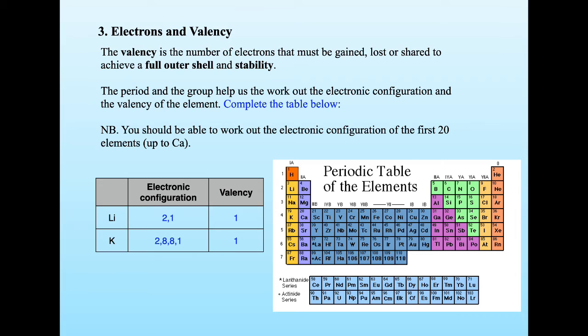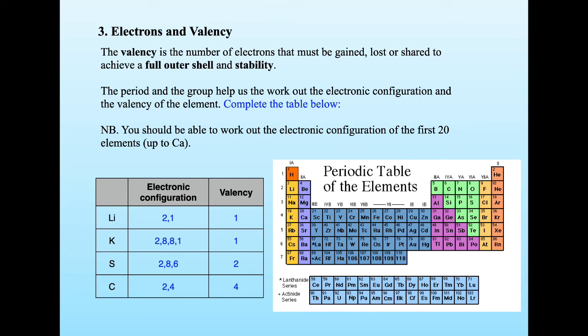Potassium, electronic configuration 2, 8, 8, 1, has again got a valency of 1 because it's in group 1. It would lose that electron. Sulfur is in group 6, here it is, and because it needs to gain 2 electrons to get a full outer shell, its valency is 2.